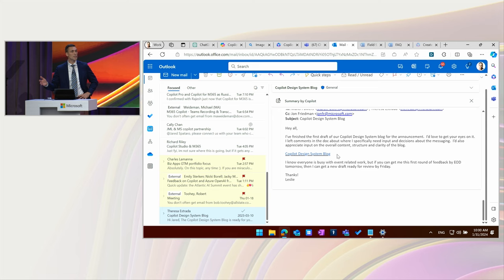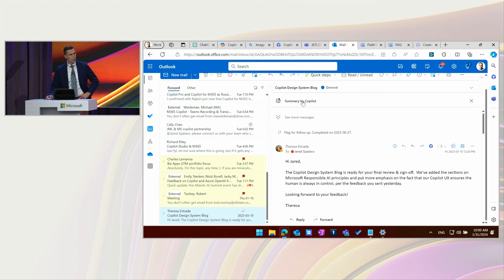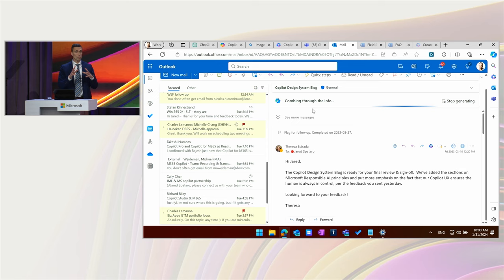Well, my favorite thing to do is to hit this little button, Summary by Copilot. You're going to love this part. Summary by Copilot will go across the thread. It uses that same pattern, retrieval augmented generation, and it will summarize what's happening in the thread.